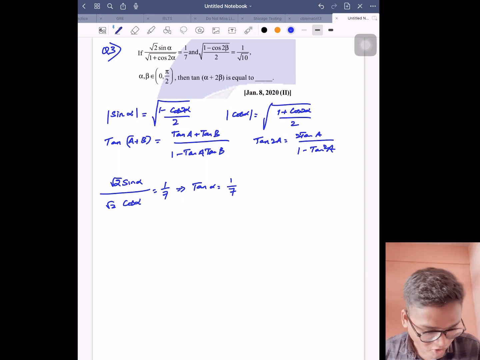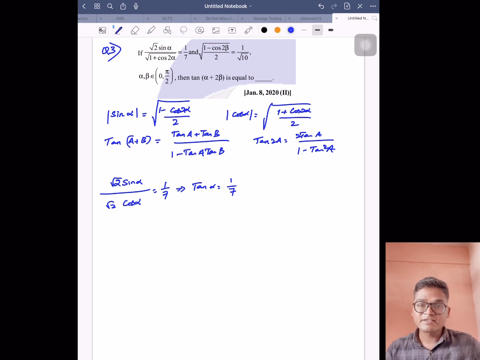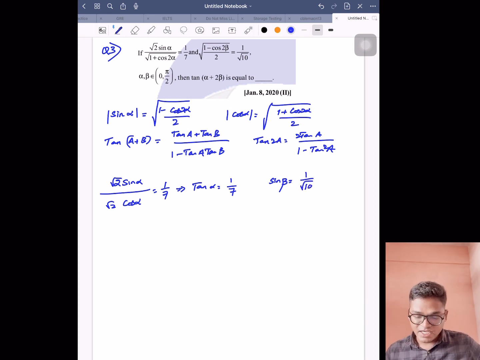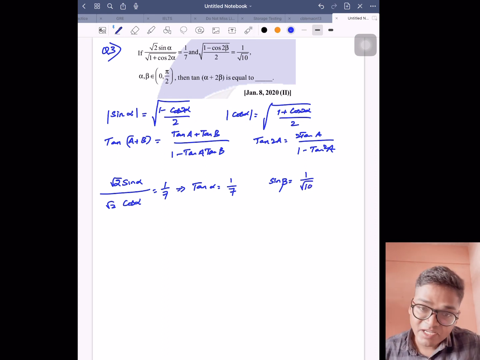Next, root of 1 minus cos 2 beta by 2. I think direct formula, right? Mod sine beta you can write. So here, since beta is acute also, I can write directly sine beta value. What is sine beta becomes? 1 by root 10.